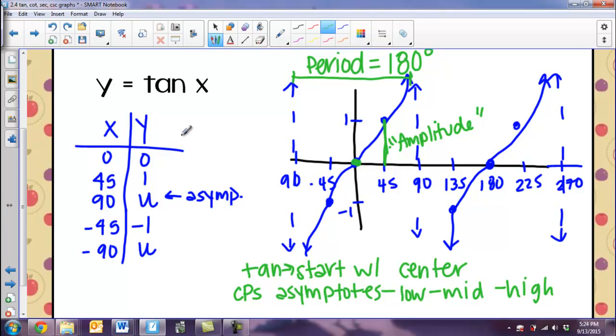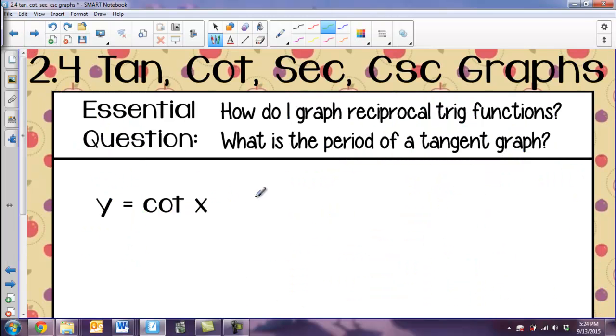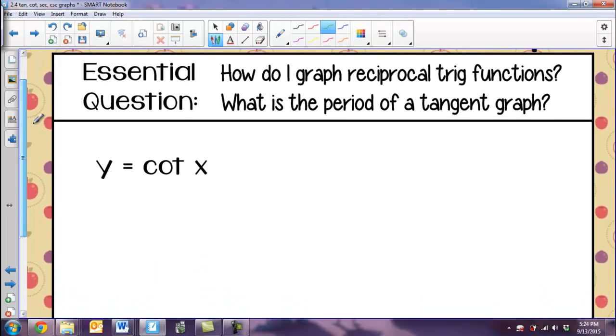So let's quickly talk about cotangent, because it's basically the same thing. We're just going to flip-flop it. And I'll graph this one in radians.